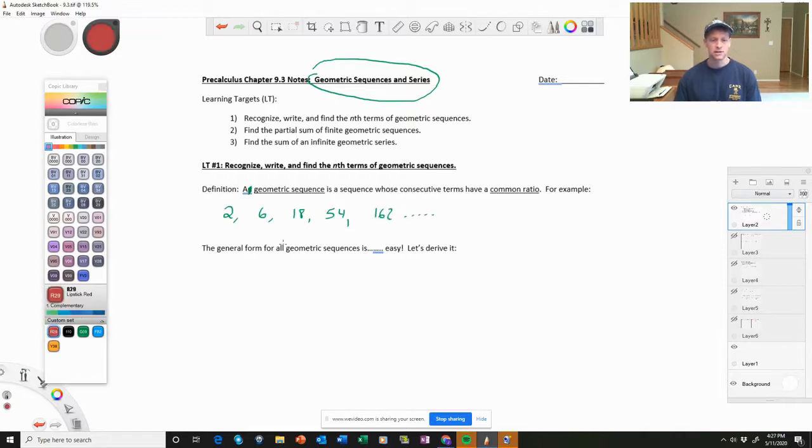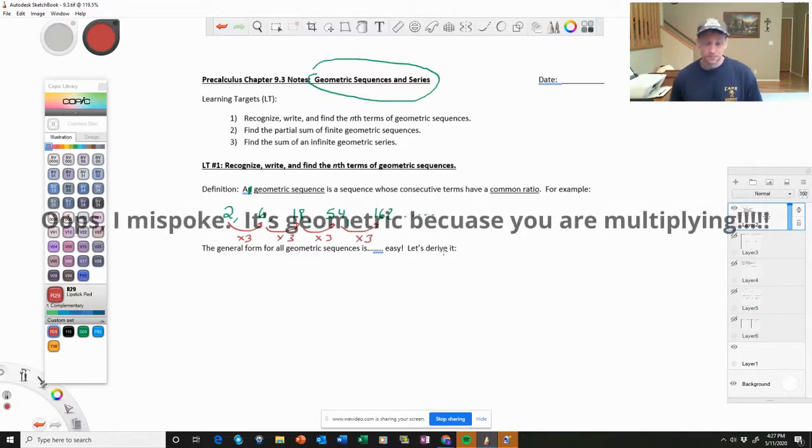Now, with the arithmetic sequences, we had a common difference, or a constant amount that we added or subtracted each time. With a geometric sequence, it's very similar in concept, except that instead of adding the same thing each time, you're going to be multiplying by the same thing each time. And that is what makes a sequence geometric. In other words, it is exponential.